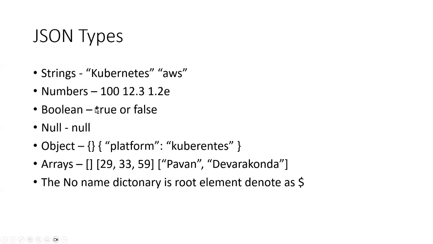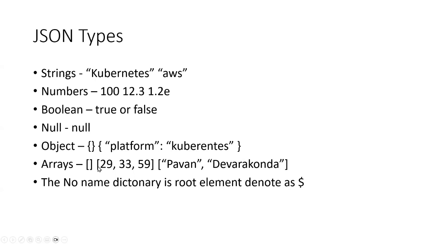Using these basic types, we can construct a JSON object. A JSON object can be enclosed within curly brackets, beginning and ending curly braces. That is an object. Array: the general format in any programming language is square brackets.